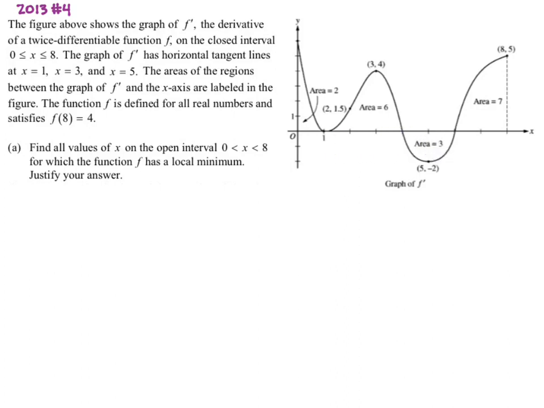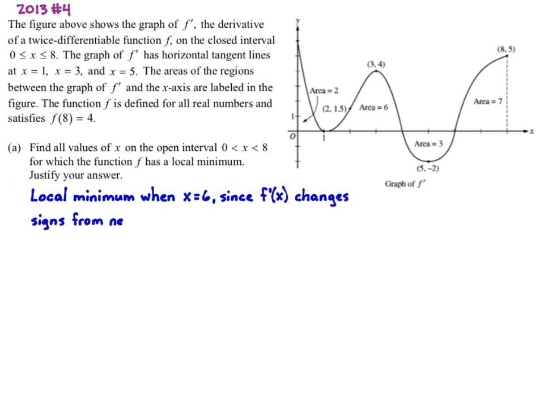Now, more specifically, we are looking for a local minimum. So we are looking for when the derivative changes signs from negative to positive. We only see that occurring once here, and that's when x equals 6. So there's a local minimum when x equals 6, since f prime changes signs from negative to positive.